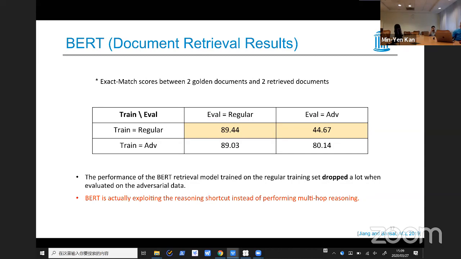So then they injected some adversarial examples, and then the system no longer relies on the shortcut, right? It does multi-hop. Yeah, right. Okay. Yeah, this is another observation. When you add this kind of adversarial examples to train the model, the model will be forced to do the multi-hop reasoning rather than shortcut.